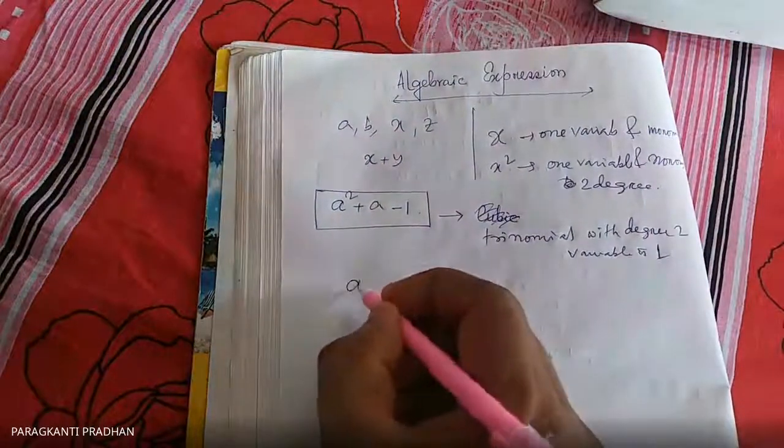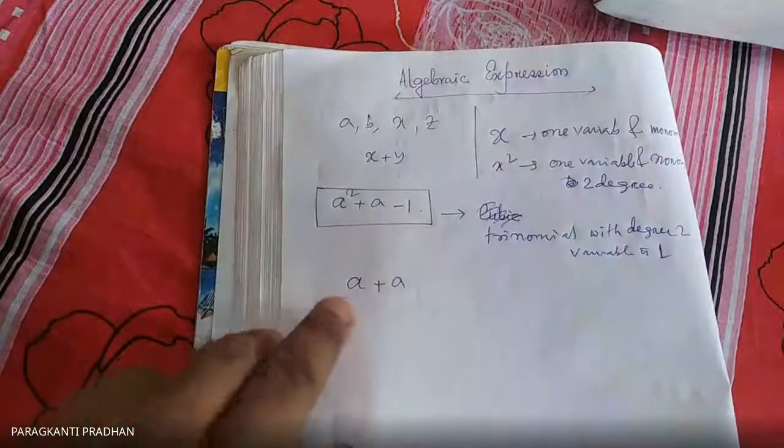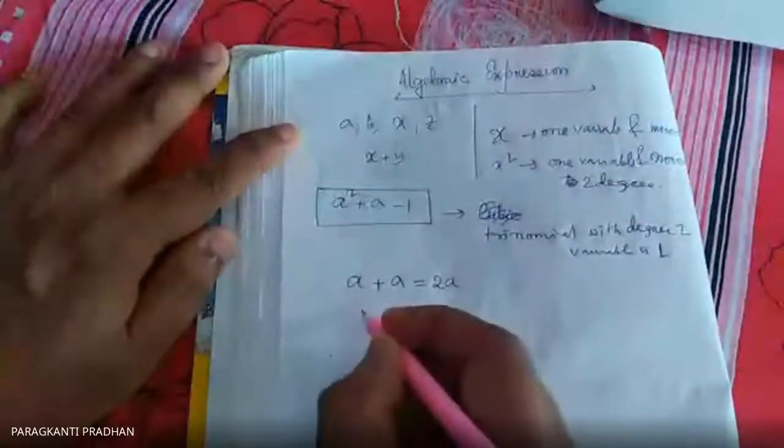Now I have written, tell me, a plus a. What is this? 2a. Sir, monomial. This is monomial. Very good. This is monomial because after adding, it becomes 2a. We have to simplify, and 2a is a monomial.